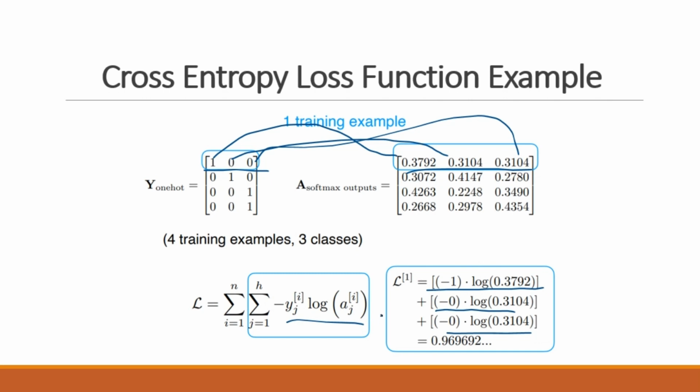So for the first training example, we get a loss of 0.969692 like this. So this is our loss for the first training example only. Okay, I hope that makes sense.